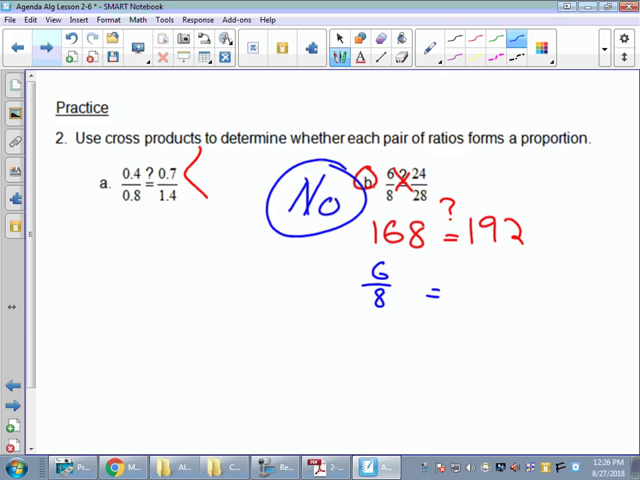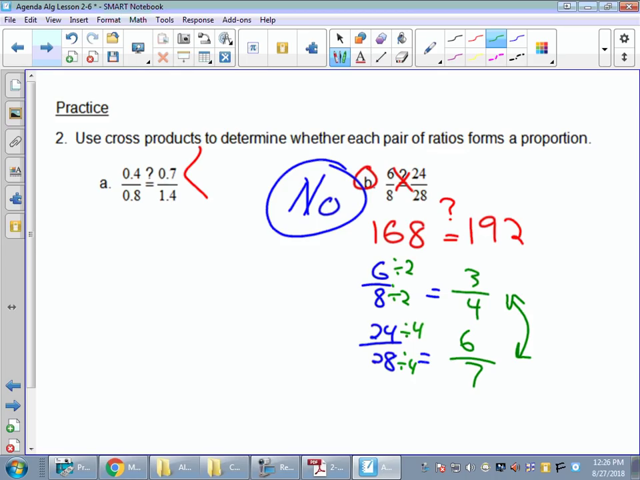If you were to simplify here, 6 over 8, what goes into both of those? We'll set it equal to 24 over 28. Or we'll just put them here and see if they both get the same answer. So what can we divide both of these into? Well, they can both be divided by 2. 2 goes into both of those, so you'd end up with 3 over 4 here. And what about 24 and 28? What goes into both of those? Well, 4 does. So let's divide by 4. You get 6 over 7. So you can see right here that these two are not equal. Okay?